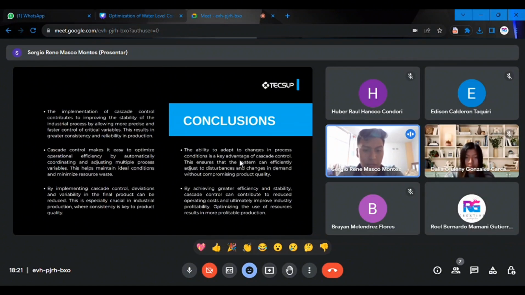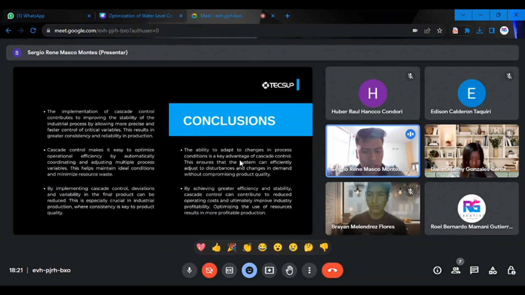This helps maintain ideal conditions and minimize resource waste. By implementing cascade control, defects and variability in the final product can be reduced. This is especially crucial in industrial production, where consistency is key to product quality.